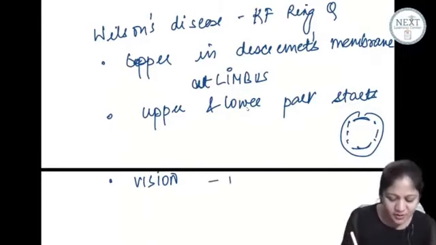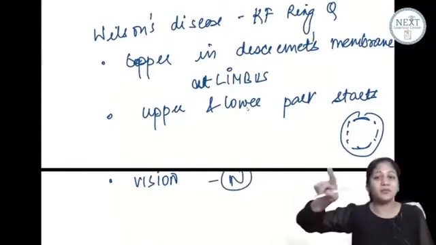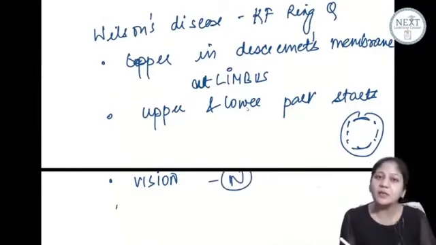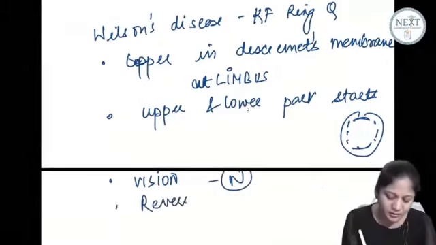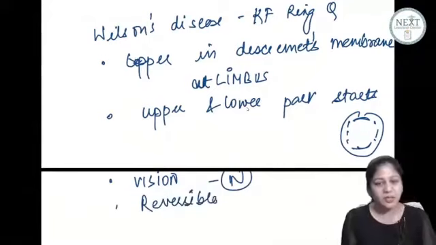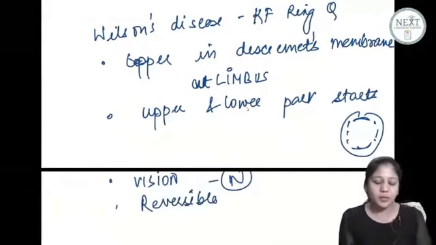Absolutely no. The vision remains normal because the ring is in the periphery, right? Now, what about the reversibility? Once the ring is here, can it go back? Yes, it is a reversible ring. If you treat the Wilson's patient, this disease will be reversed.